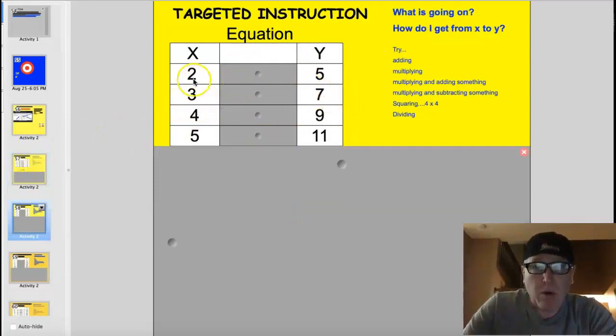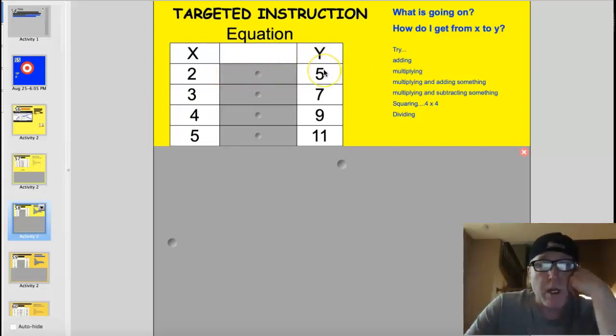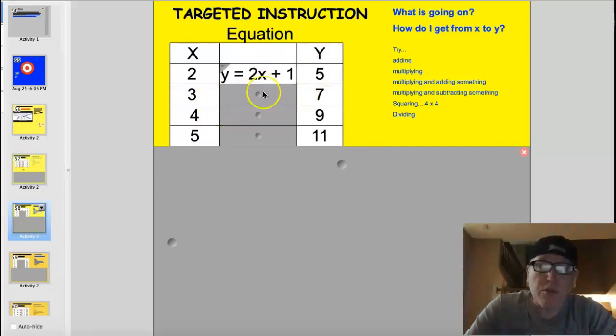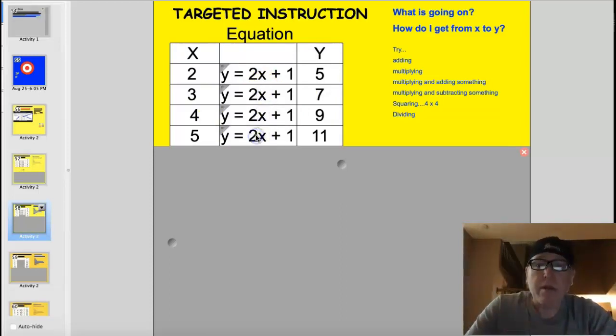All right. We're going from 2 to 5, 3 to 7, 4 to 9. So the first thing I'm thinking is plus 3. 2 plus 3 is 5. That works. 3 plus 3 is not 7. That didn't work. So let's try multiplying. 2 times 2 is 4. I can't get to 5 multiplying. So let me try multiplying and adding. 2 times 2 plus 1. That worked. 3 times 2 plus 1. Oh, I'm on a roll. 4 times 2 plus 1. There we go. I figured it out. It's times 2 plus 1.